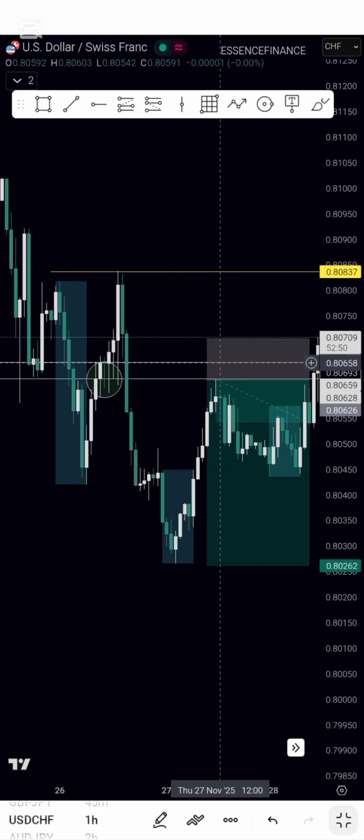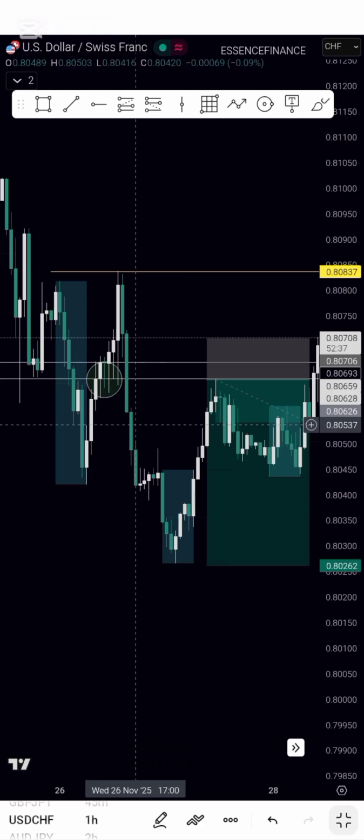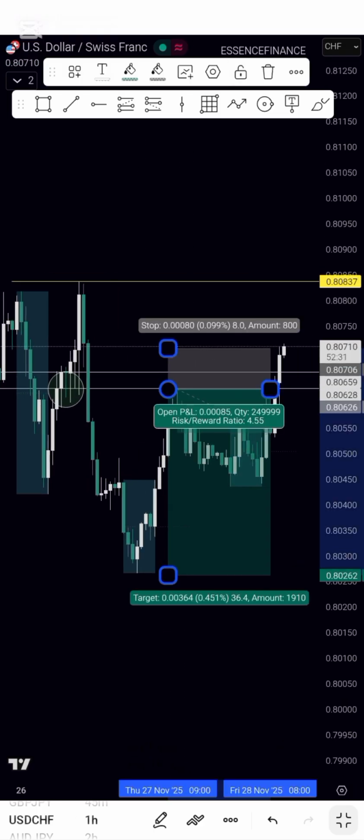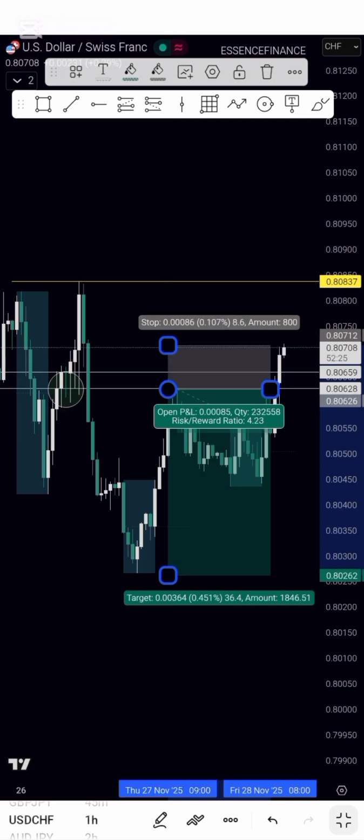I refined it to this place also. That's also a resistance that price broke, and price used it also to buy here, and then price broke it. So I just put my stop loss above it, just in case. My stop loss was originally supposed to be around here. It was supposed to be around here, but I don't know why I put it where I put it.